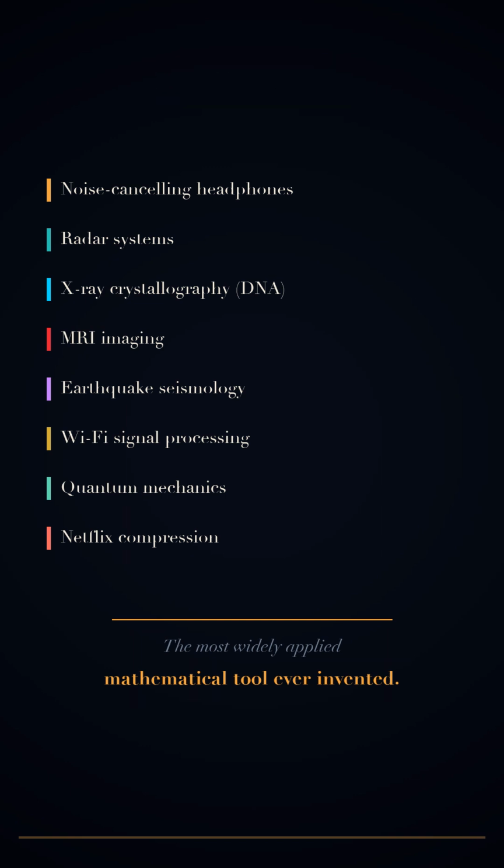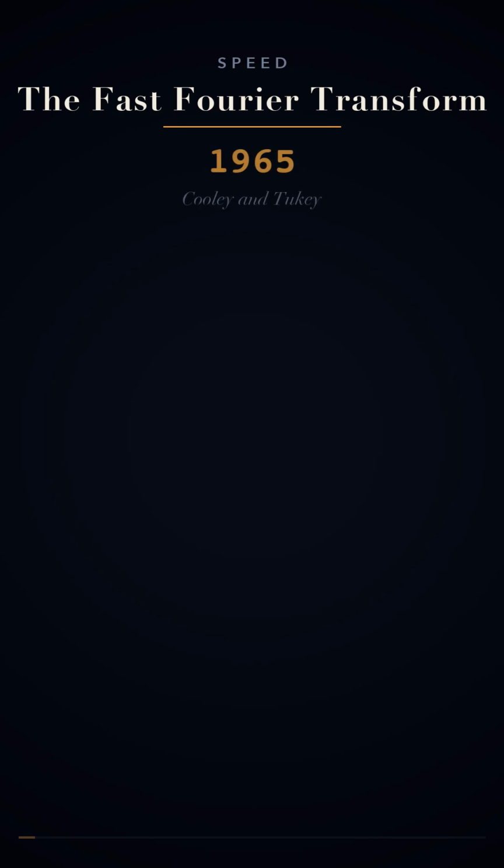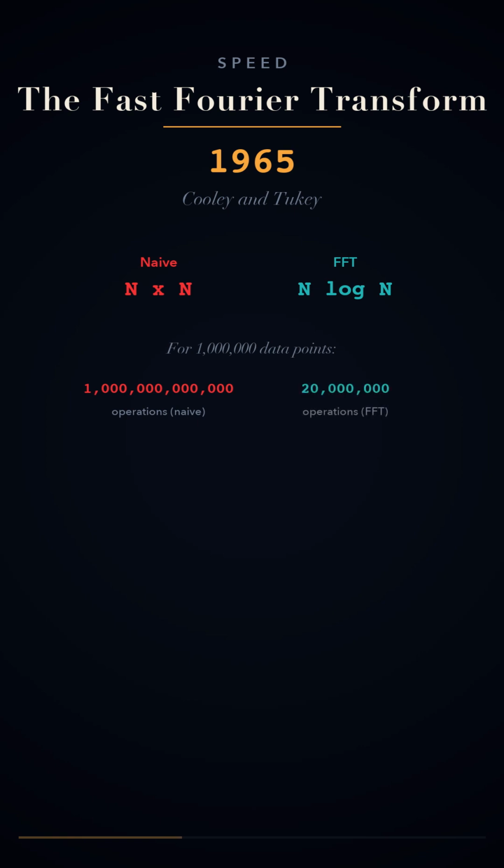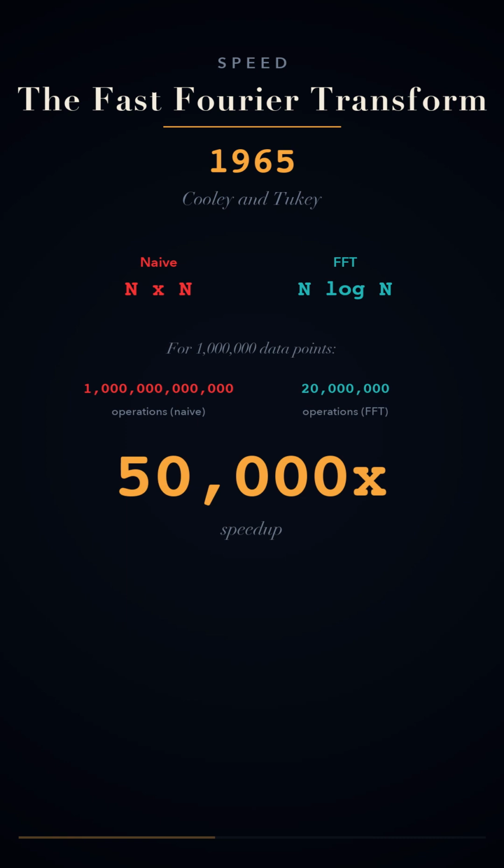It is not an exaggeration to say that the Fourier transform is the most widely applied mathematical tool ever invented. And then, in 1965, 2 mathematicians named Cooley and Tukey published an algorithm that made it fast. The fast Fourier transform. The FFT. Computing a Fourier transform the naive way takes n-squared operations. A million data points means a trillion calculations. The FFT does it in n log n. For that same million points, that is about 20 million calculations instead of a trillion. A speed-up of 50,000 times.